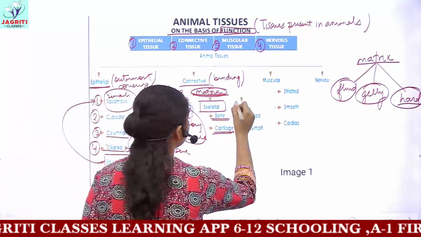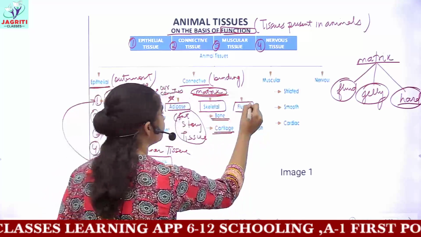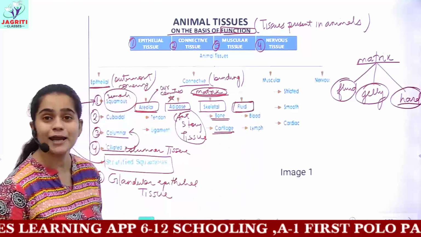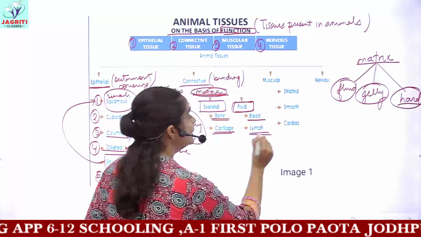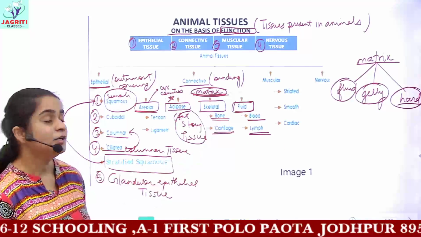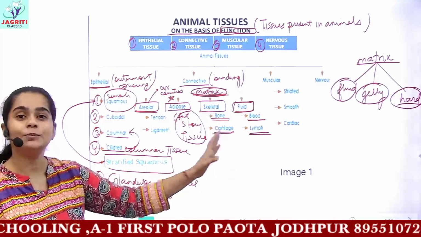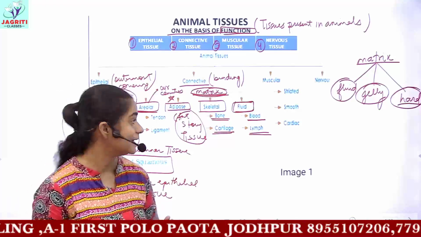Then according to the matrix, if the tissues have a fluid matrix, then you have two subclasses here. The first one is blood and the other one is lymph. We'll deal with all of these, blood, bone, cartilage, everything in detail.